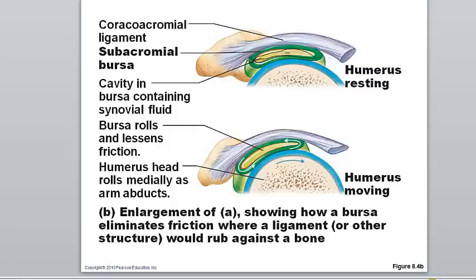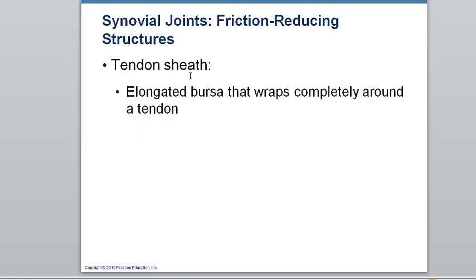This sac is what we call the bursa. It acts as ball bearings between the ligament and the bone itself, the articular surface of the bone. It makes sure that the ligaments that are reinforcing the joint do not rub against each other and produce friction, which produces heat. So as the joint is moving, the bursa rolls and lessens the friction in that particular joint. The other type of friction reducing structure that you have is the tendon sheath.